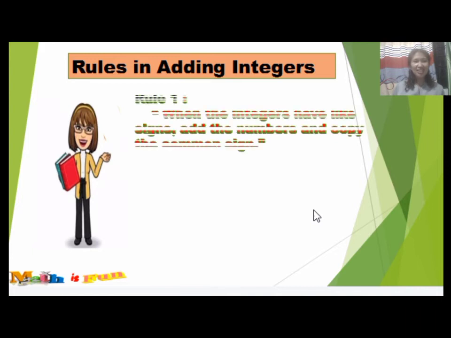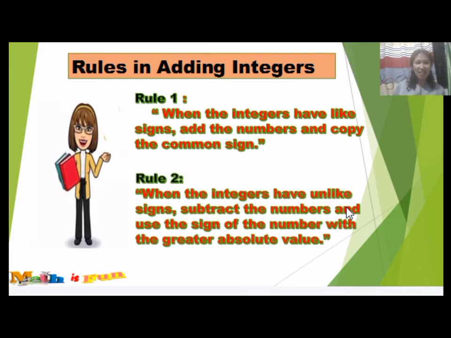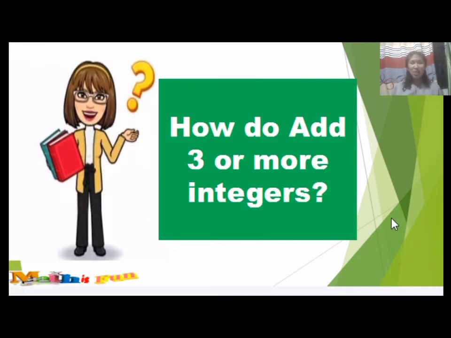So, again, rule number 1, when the integers have like signs, add the numbers and copy the common sign. Rule number 2, when the integers have unlike signs, subtract the numbers and use the sign of the number with a greater absolute value. Don't forget those rules in adding integers. Okay, how about if we add 3 or more integers, what will we do?